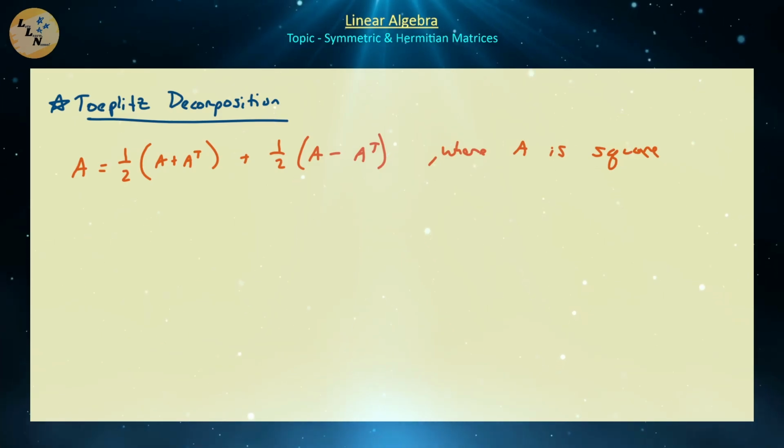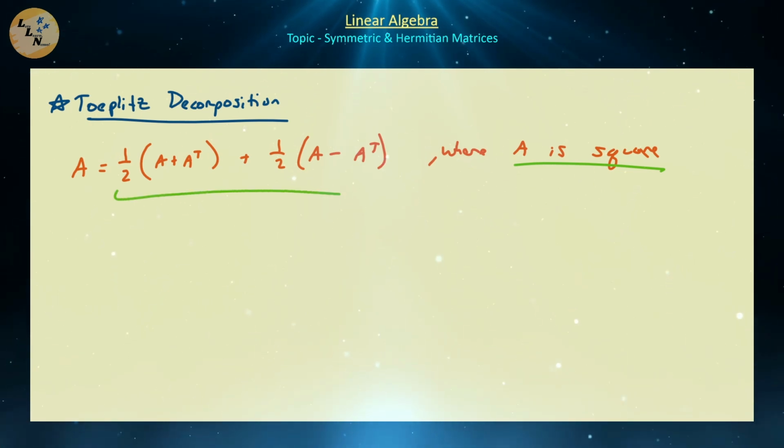The next thing I want to look at is known as the Toeplitz decomposition for a square matrix A. One can show, provided that A is a square matrix, that the Toeplitz decomposition of A always exists and is of the form 1/2 (A + A transpose) + 1/2 (A − A transpose).